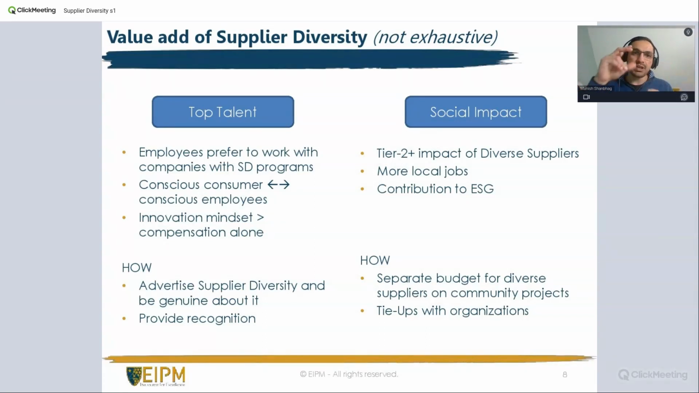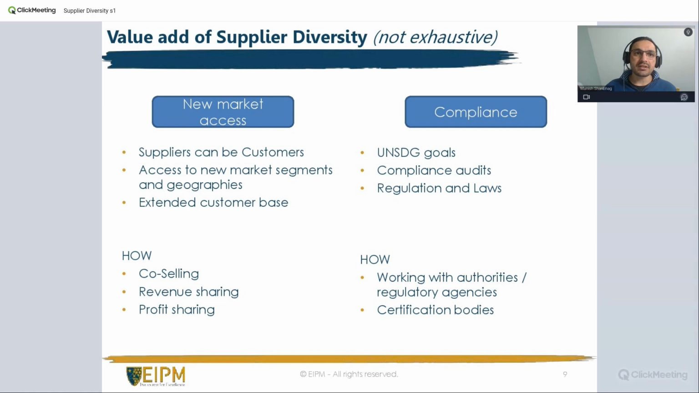These are all the same pieces of the jigsaw that we are trying to solve. Okay. Some other benefits, when you have a diverse supplier base, we are talking about access to new markets as well. So here you're talking about suppliers who can be customers, right? Your supplier can also be your customer, and it opens up new market segments. We talk about all these different market segments, right? We talk about all the diversity in the suppliers.